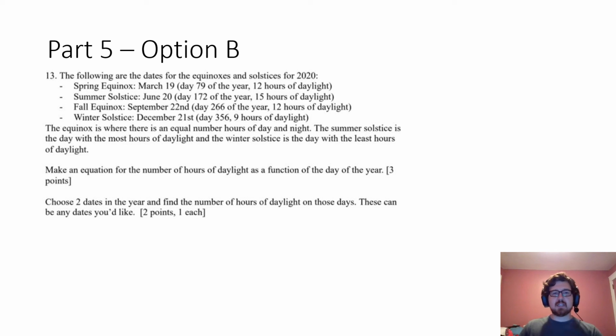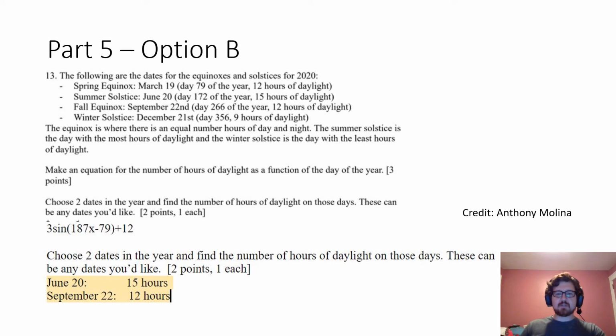All right, so this one, last one, looked a bit heavy, but a lot of people did a loophole. I'll explain in a second. So shout out to Anthony for getting this one. Good job, Anthony. So Anthony correctly saw that our midline is going to be 12 because that's what's happening at the equinoxes. He correctly saw that, wait a second, 12 plus or minus 3, so that's going to be our amplitude here. That's what's happening at the solstices.